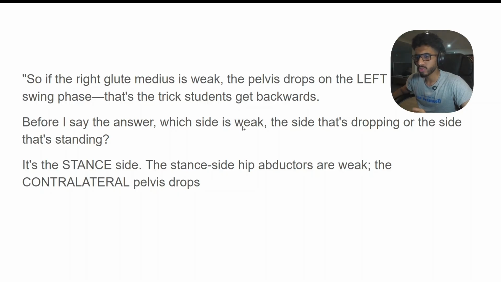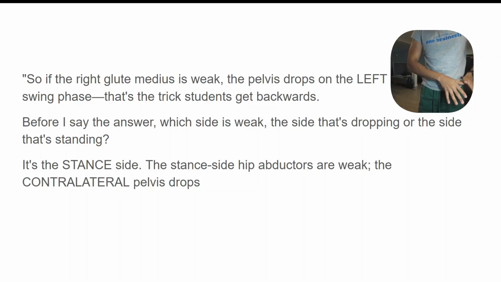Before I say the answer, which side is weak, the side that drops or the side that is standing? It's always the standing side, because if I'm standing like this and my hip is dropping on this side, the weakness is on the other side. The one I'm standing on has a weak gluteus medius. So it's the stance side hip abductors that are weak, and the contralateral pelvis will drop.